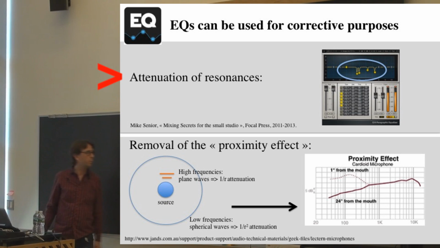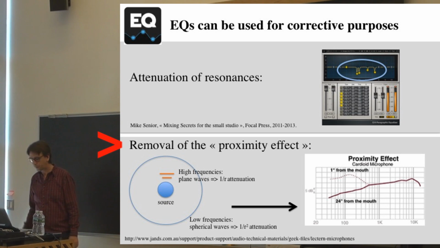Even more common, the removal of the proximity effect. I'm not going to go into details into the proximity effect, but when you listen to someone very close to this person, the person's voice has a lot of bass frequencies. I mean, very close here. And when you are 2 meters or 1 meter even from the mouth, you hear a normal voice, let's say.